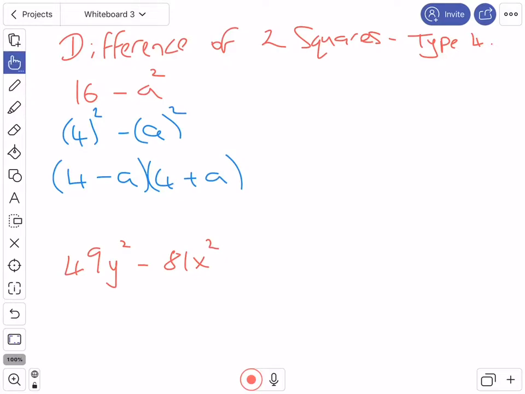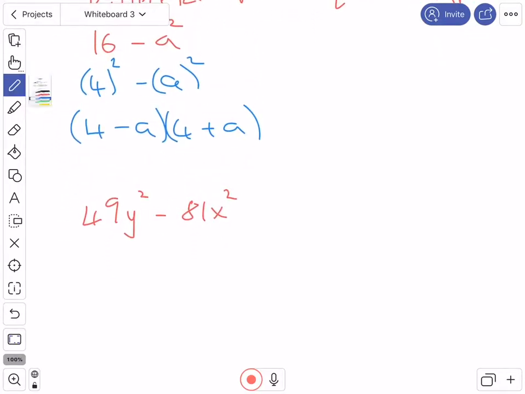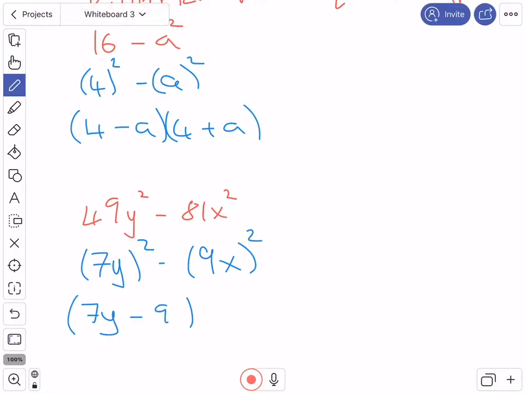The next question then that we'll look at is this one down here. And same thing, I'm going to put in my brackets. I know this is what they were before they were squared. I know that this number would have been a 7 and the letter would have been a y. The last one then would have been a 9 and we would have the letter of x. So my brackets here are going to be 7y minus 9 and 7y plus 9.